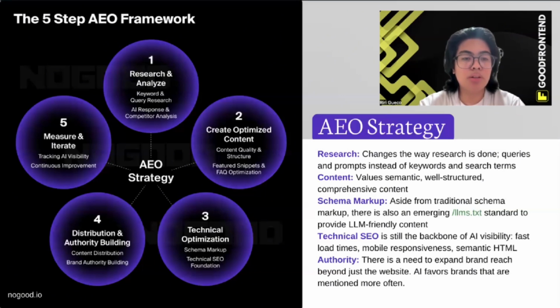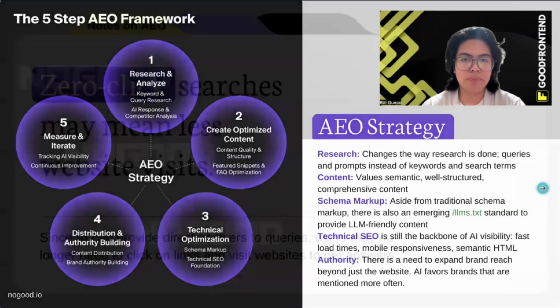Step 5 is to measure and iterate, similar to what we know for SEO. Measure your website's visibility, specifically with AI, with answer engines, and work on areas that need improvement. With this, I have a few notes about AEO, what it might mean for businesses.